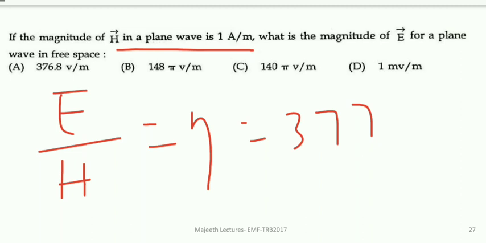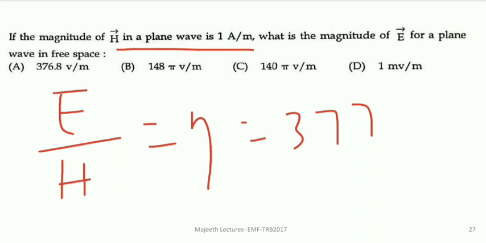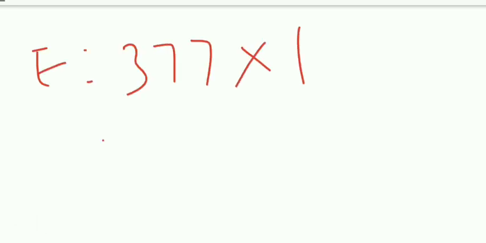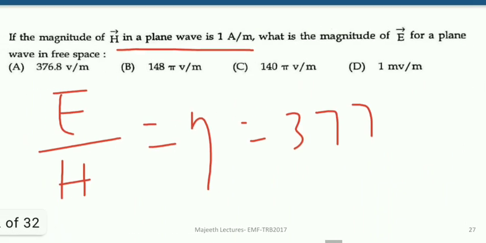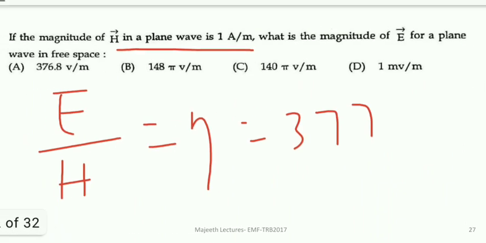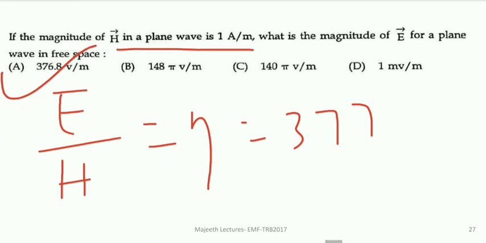H is given. So H is equal to 1 ampere per meter. So E is equal to 377 into 1. That is 377 volt per meter. So the answer is, out of this, I think option A, 376.8 or 377 volt per meter is the right answer.